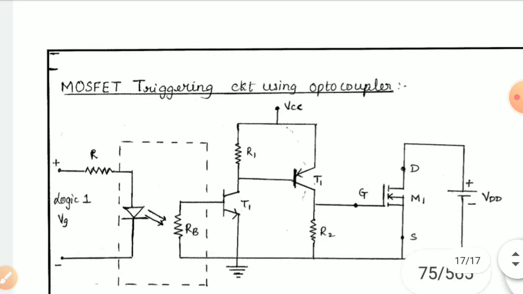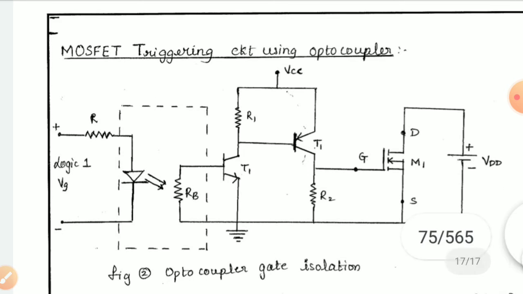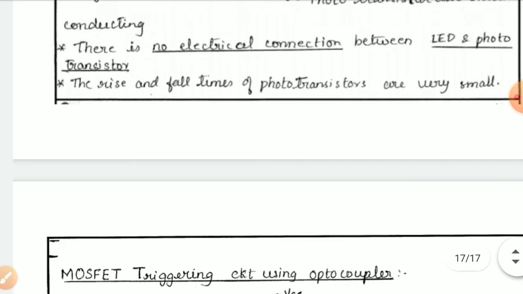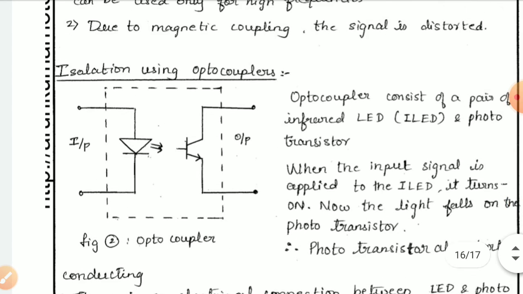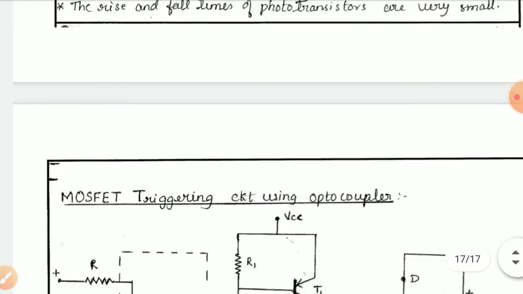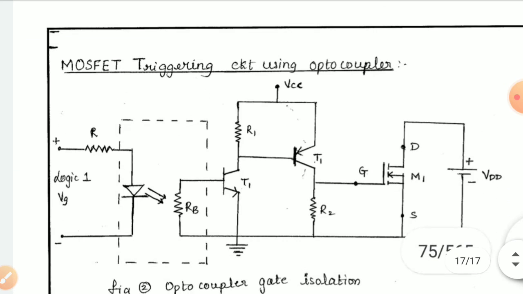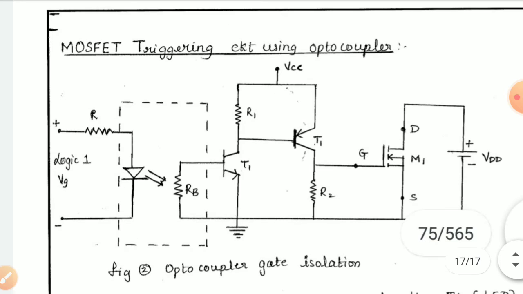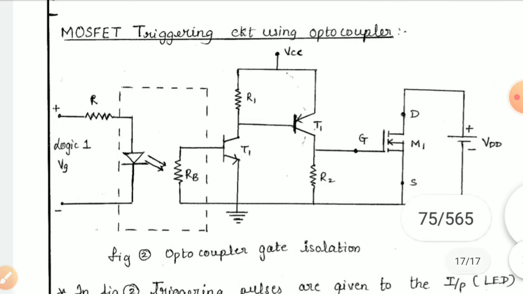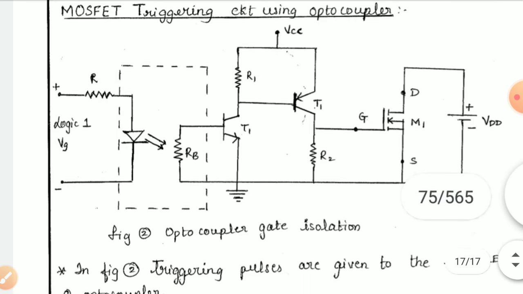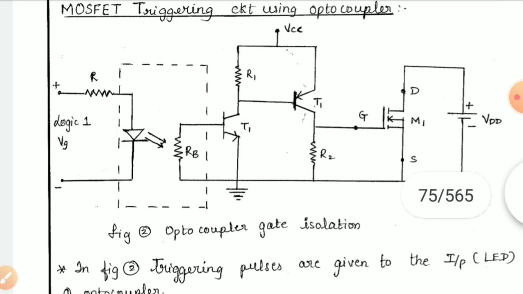Then you can see here there is a MOSFET triggering circuit using the optocoupler. So it's a basic idea about optocoupler isolation. Then we have a MOSFET circuit here. MOSFET we already discussed, metal oxide semiconductor field effect transistors. So how does the isolation happen in this case? You can see this is an equivalent circuit of the triggering circuit using the optocoupler. That is the isolation of triggering circuits using the optocoupler method.